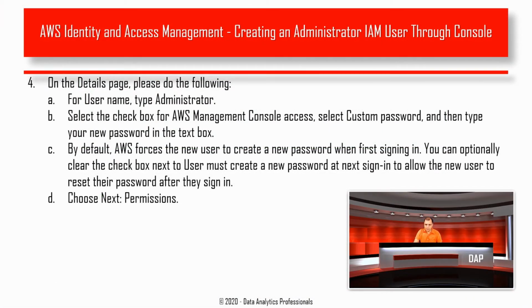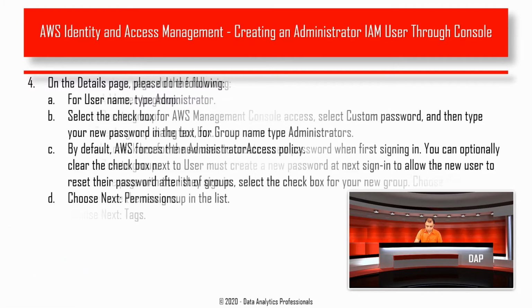Now here it is. We have reached step 4. Then we typed, 4A was for username, type administrator. That's what we did. 4B was select the checkbox for AWS Management Console, select custom password, and then type your new password into the text box. That's what we did, and we completed step 4C, and then we moved on to step 4D, if you remember.